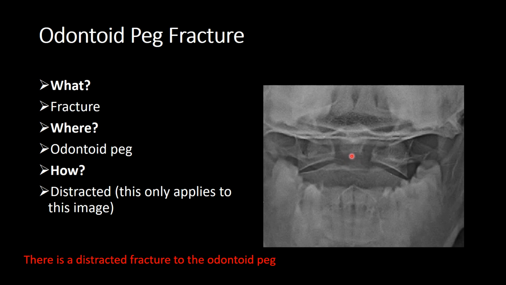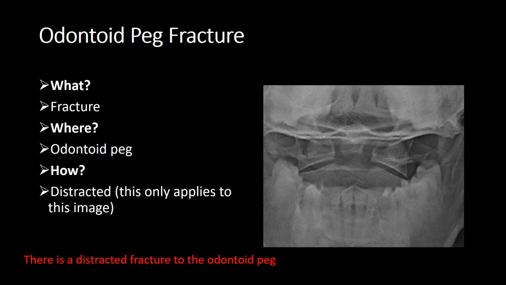So we've got a marked fracture of the peg. C's for cartilege, yeah. The disc space looks fine. Okay, so there's a big fracture going through there. So what is it? It's a fracture. Where? Odontoid peg. How distracted?